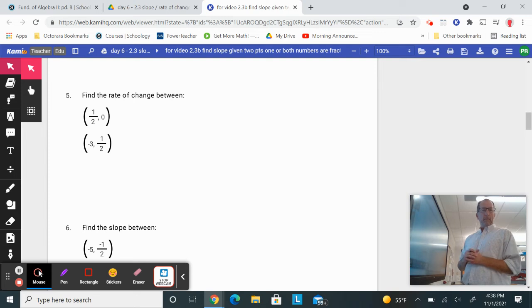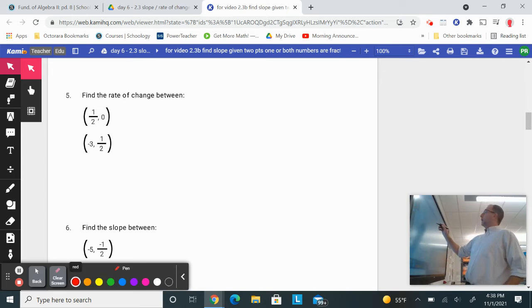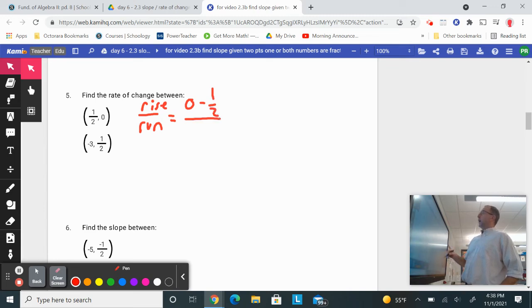Okay, now in this next example, it says find the rate of change between this 1/2, 0 and negative 3, 1/2. So I will find the rise over run. And to get the rise, I would subtract the y's. To get the run, I subtract the x's. So I have 1/2 minus negative 3. Again, I use the 0 to start out for my y's. I have to use the 1/2 to start out for my run.